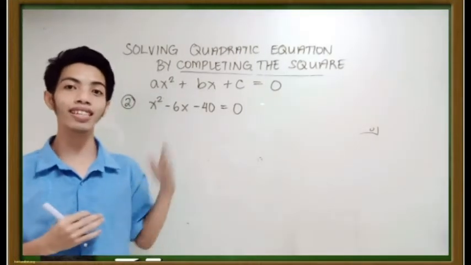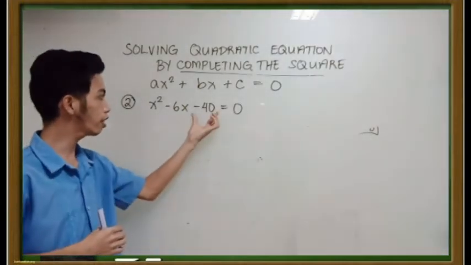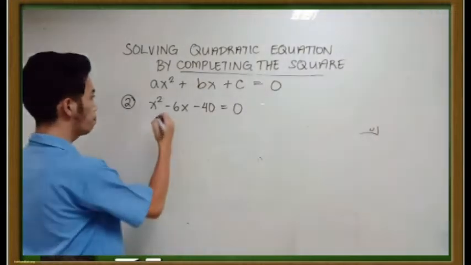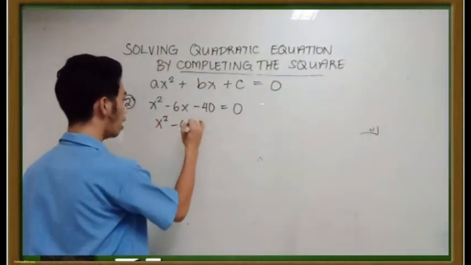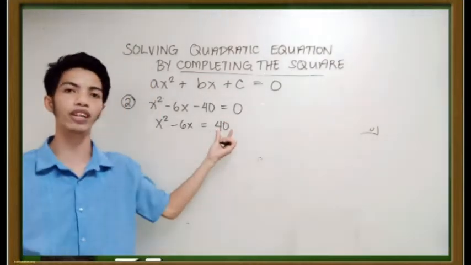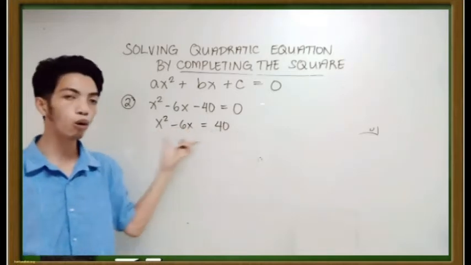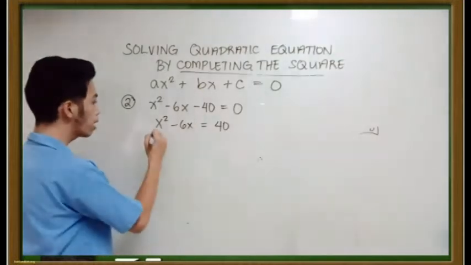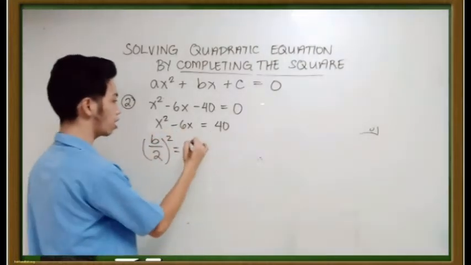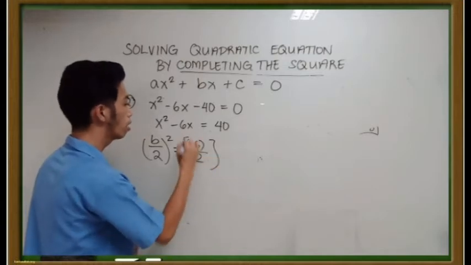And now that we know that this equation is not a perfect square trinomial, we will do the additive inverse of negative 40, malilipat sa right side, so it will become x squared minus 6x equals 40. So, ililipat mo siya kasi hindi siya perfect square trinomial. So, maghahanap ka ngayon ng pwede mong i-add sa both sides of the equation using the formula b divided by 2 squared. So, our b is negative 6.